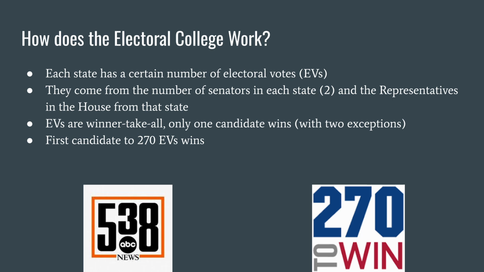Down at the bottom, we have 538, which is a political analysis website run by ABC News. That's the total number of electoral votes up for grabs, with 435 House members, 100 senators, and then 3 electoral votes from DC. 270 to win is a mapping website. It's called that because you need 270 electoral votes to win, half of 538, plus 1 for the majority.